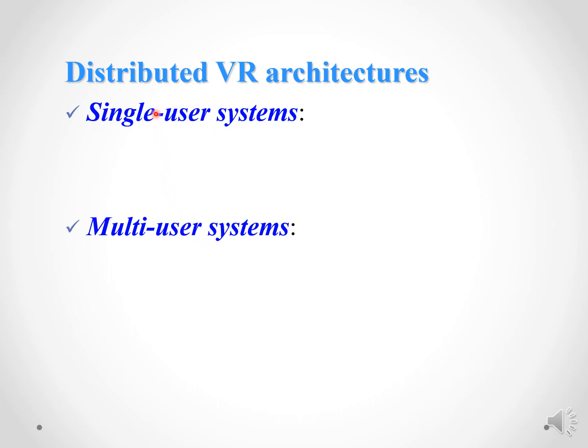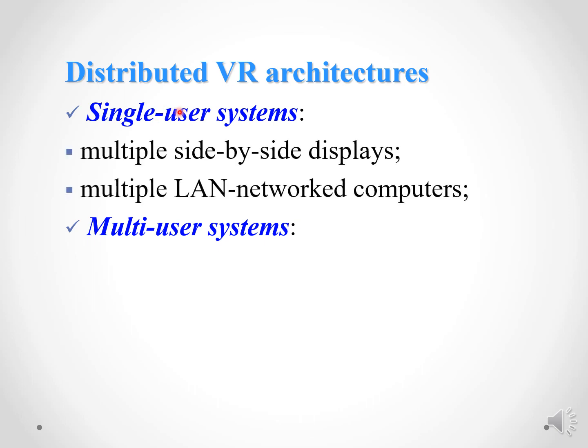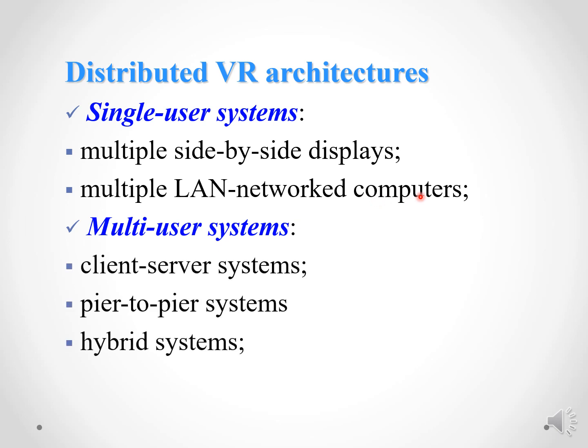For the single user system category, there are two examples, which are multiple side-by-side display and also multiple LAN network computers. While in multi-user system, here are the examples of this category, which are client-server system, peer-to-peer system, and hybrid system.